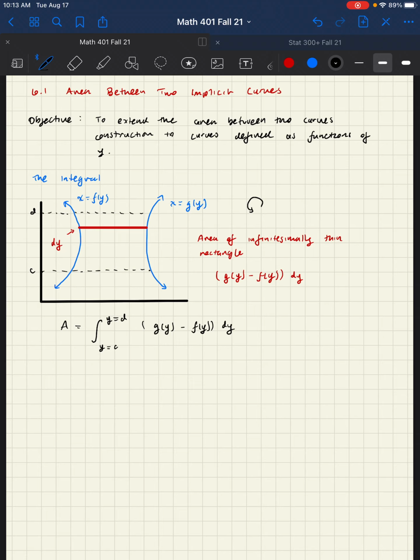So here's my observation that I want you to take away. The rightmost curve becomes the upper curve, okay? Here I have it written out where I identified g of y minus f of y, okay? So when we're doing the examples, when you're doing the integration, remember that the rightmost curve is going to be the upper curve, all right? So let's see an example now.